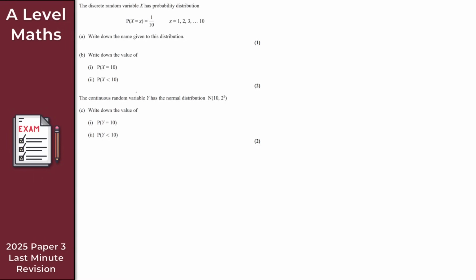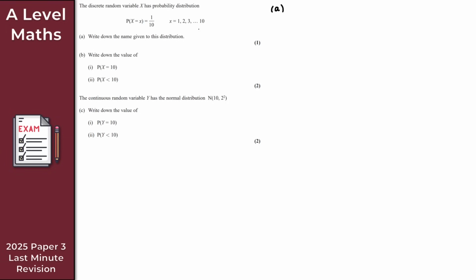So for the next question, question 3, what we're given is the discrete random variable X, which has the following probability distribution. For the first part of this question, part A, it just says write down the name given to this distribution. So just 1 mark for this. We just need literally 1 line of work in here. And it's just one of those definition type questions that you need to just remember.